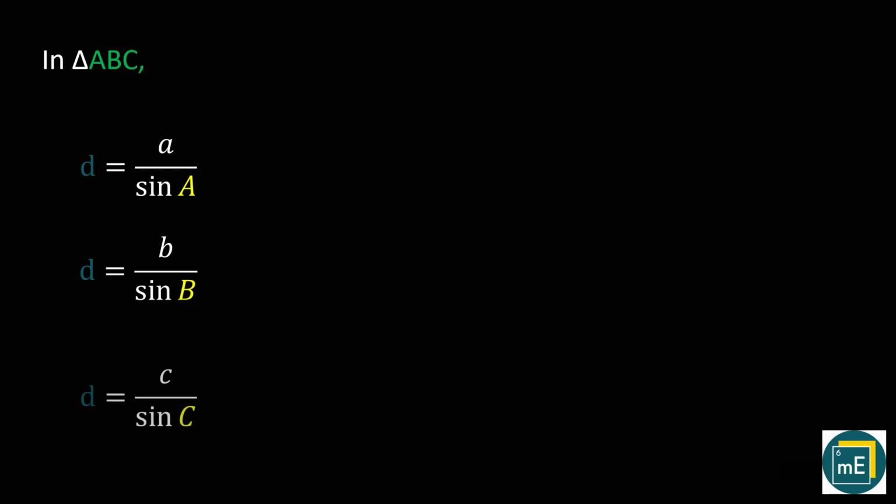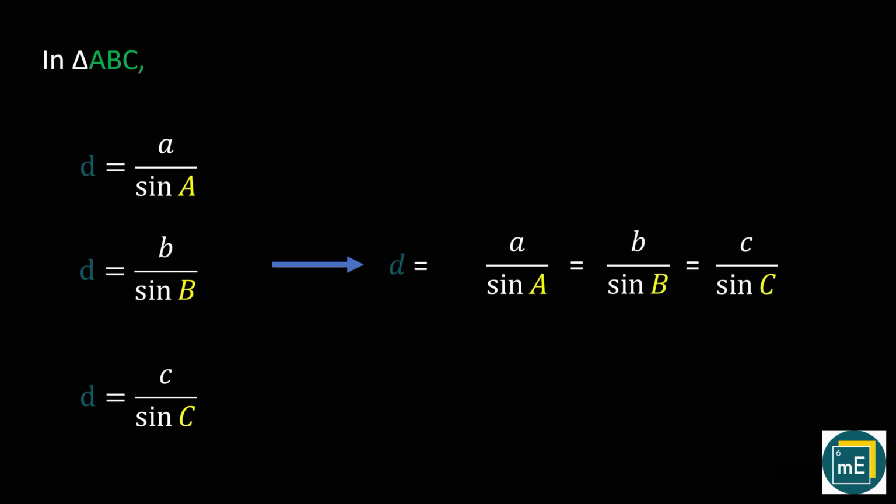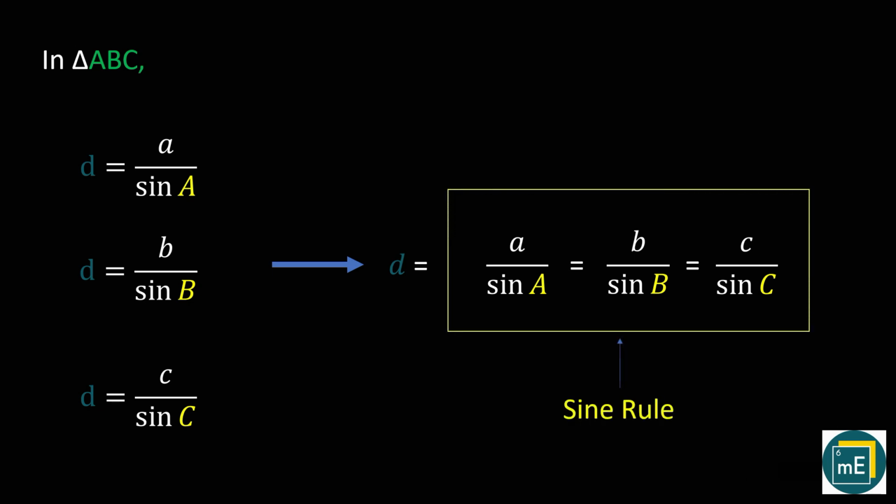Therefore, in triangle ABC, we can say that the ratio side a upon sine of angle A is equal to the ratio side b upon sine of angle B is equal to the ratio side c upon sine of angle C, and all these ratios are equal to the diameter d of the circumcircle. This proves the sine rule identity.